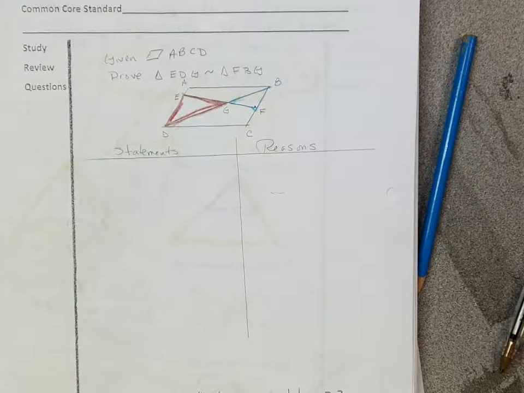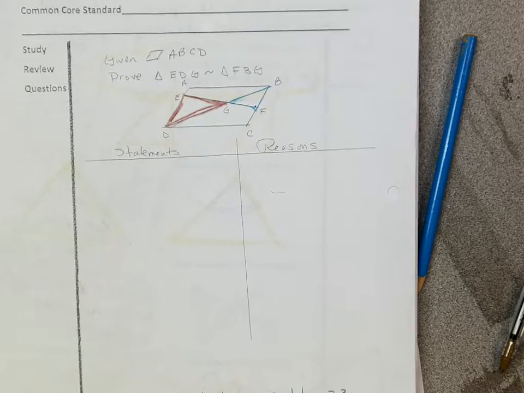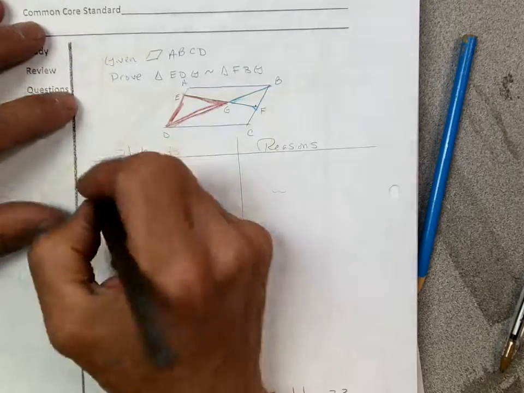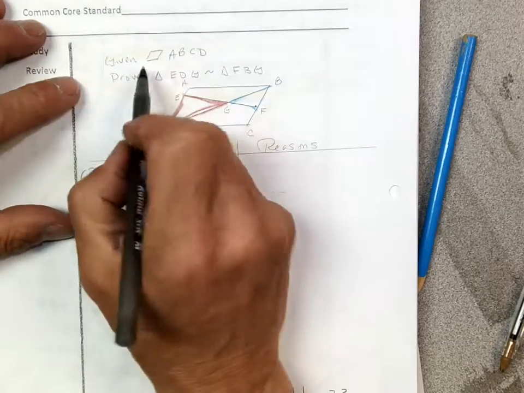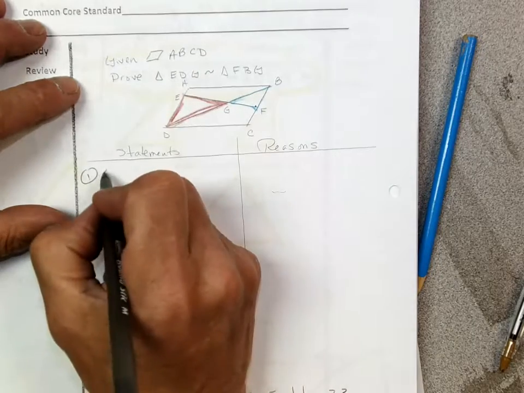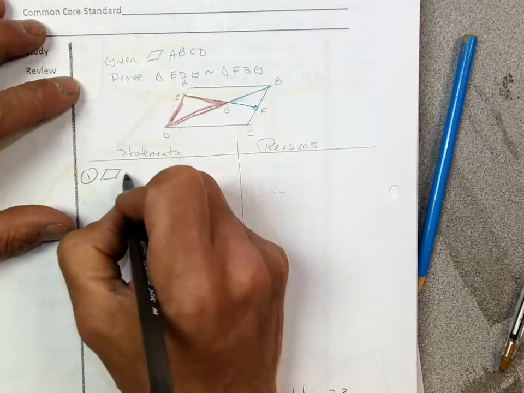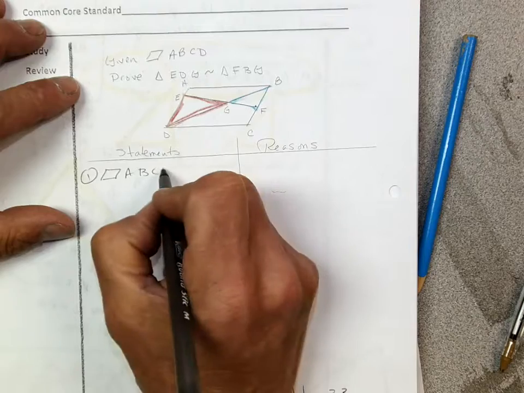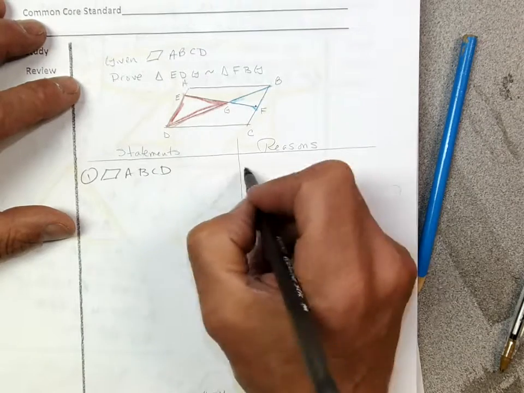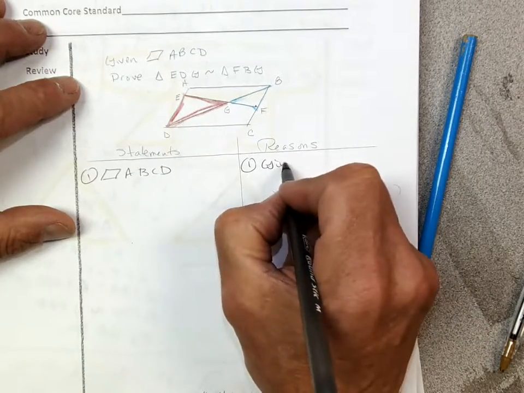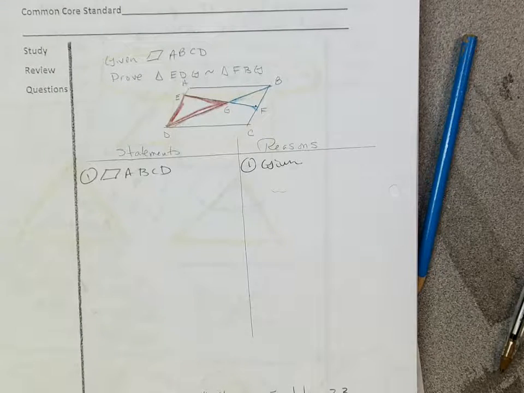So how are we going to come up with a plan? First of all, step 1, we got our given. You guys know that. Now that's a symbol for parallelogram, right? So I've got parallelogram ABCD, and that's my given. To prove they're similar, we have to use one of these three things.